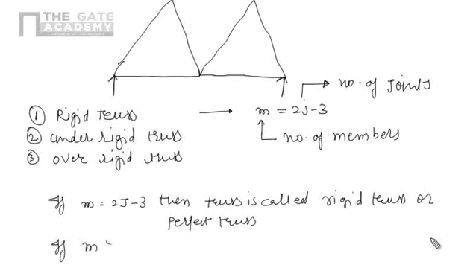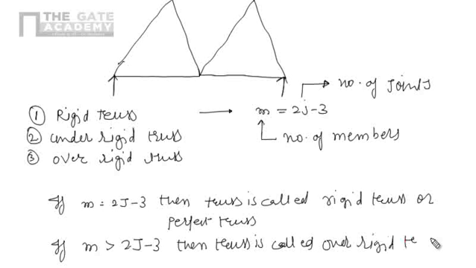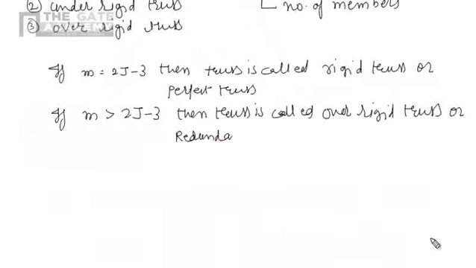Similarly, if m is greater than twice j minus 3, means number of members in the truss is greater than twice j minus 3, then truss is called over rigid truss, or we can say that is called redundant truss. Here we are calling this truss over rigid because the rigidity of this truss when m is greater than twice j minus 3 will be more than the requirement. So that's why we are calling this truss over rigid or redundant truss.